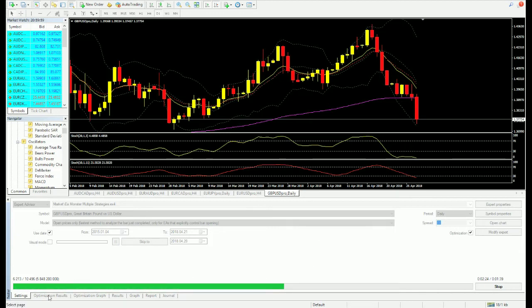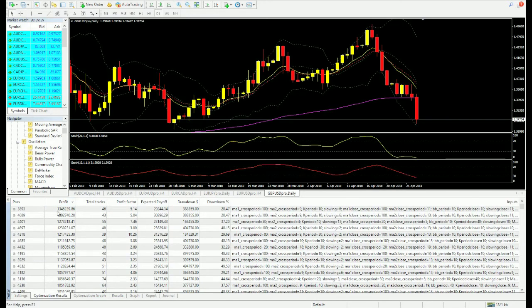So here we go. Let's click profit here. We're up to $1.3 million. Now the drawdown is dropping down to 28%. I like that better. That looks good.